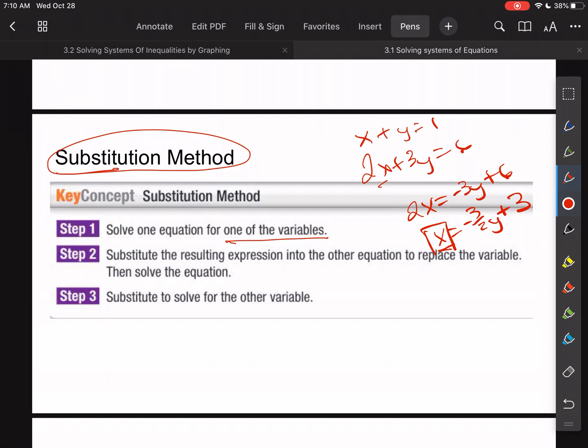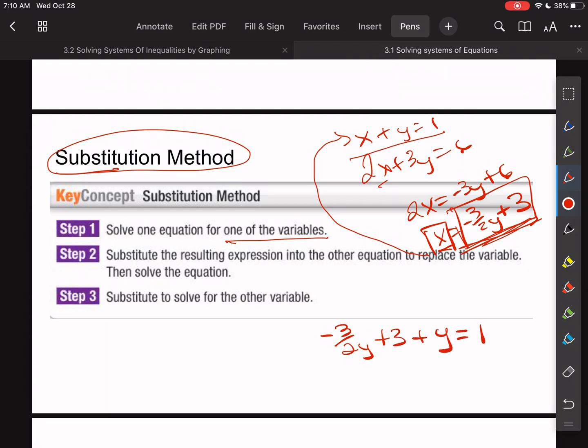So there'll be another equation probably here like x plus y equals 1. What we're going to do next is take this and substitute it into the other equation and replace the variable that is there. So instead of saying x plus y equals 1, we're going to replace the x part with this part that we came up with in step 1. So it would look like this: negative 3/2 y plus 3 plus y equals 1. I just substituted all of this in for x in my other equation. Okay, so that's called a substitution.